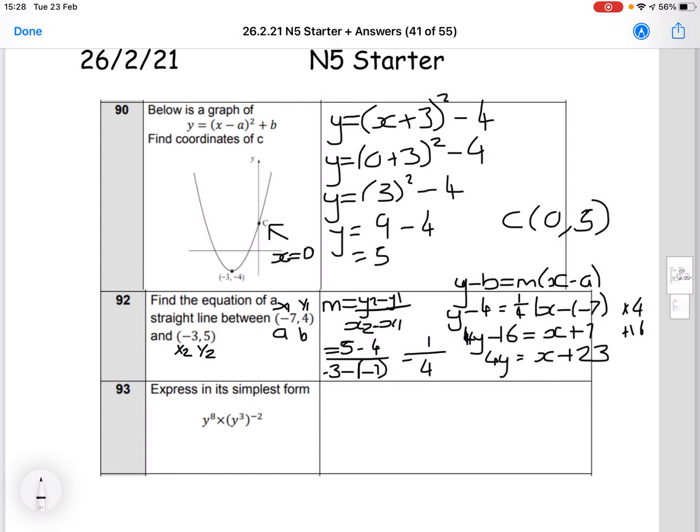The last question is an indices question. So we've got y to the power of 8 times (y cubed) to the power of -2. So we would do that bracket first of all. So the first thing there would be to multiply those powers. So a power to a power we multiply. So 3 times -2 becomes -6. And then when you're multiplying terms together, you're adding up the powers. So 8 plus -6 is just 8 minus 6, which leaves us with y to the power of 2.